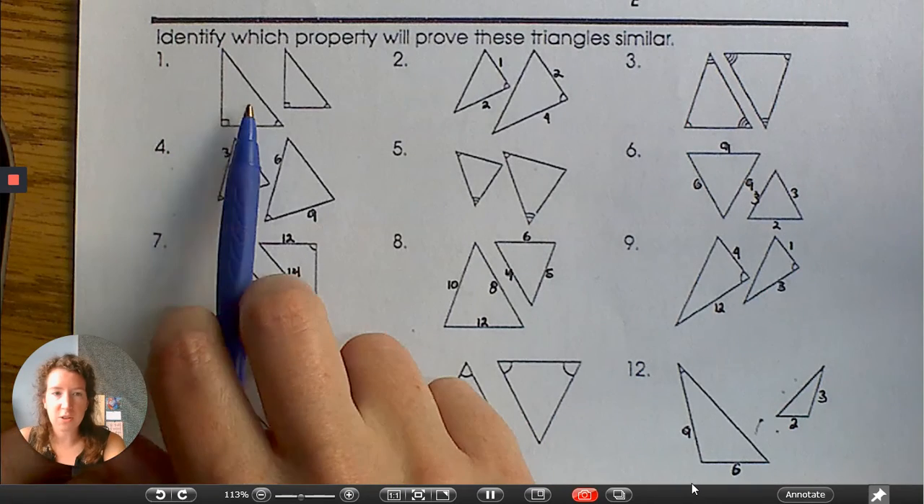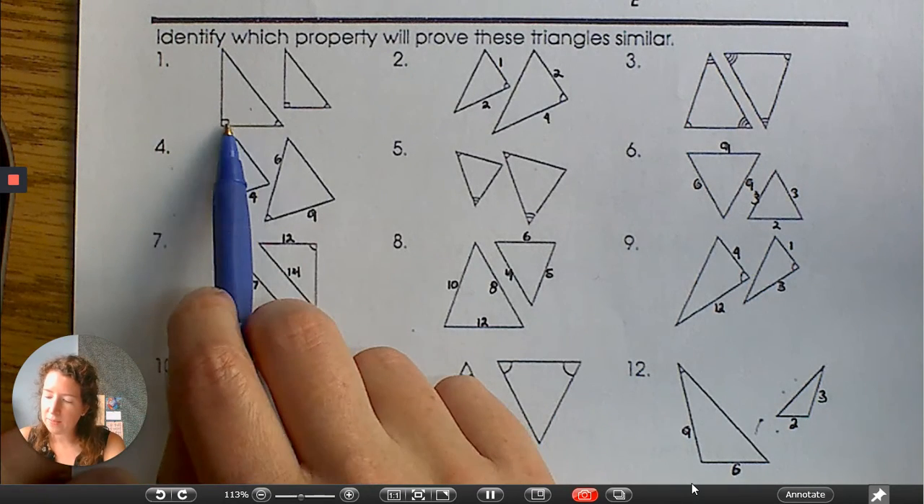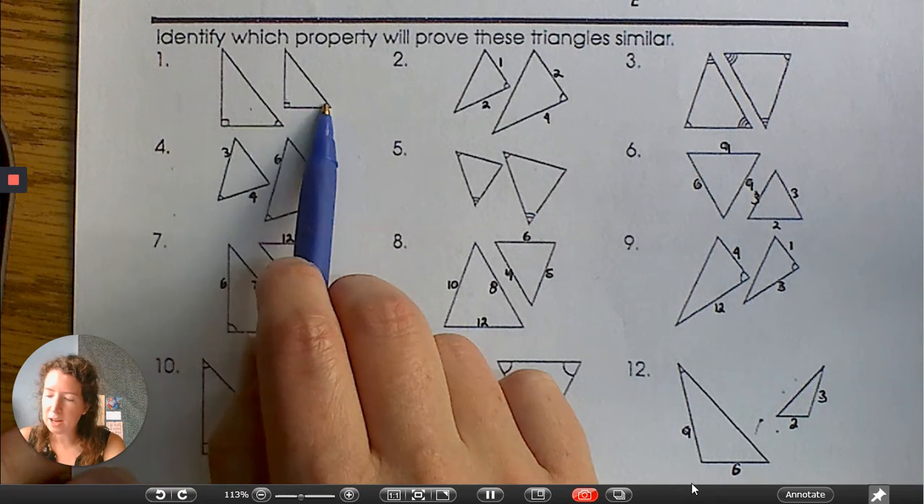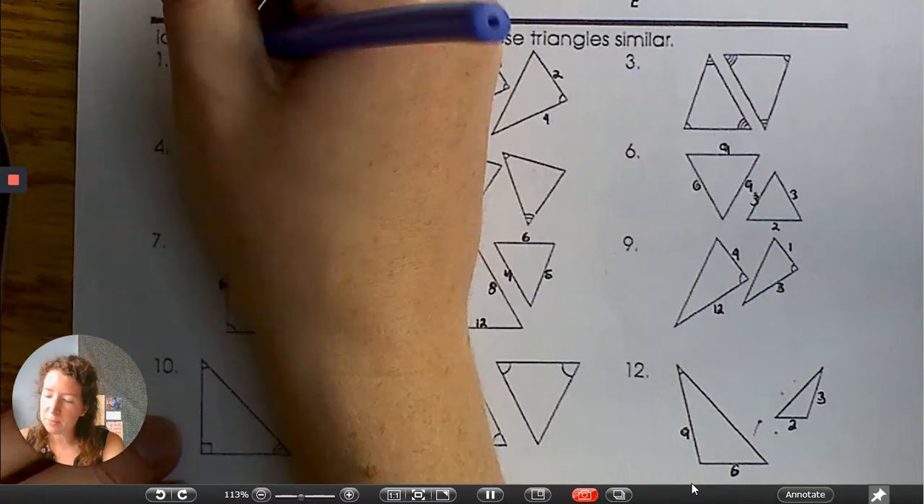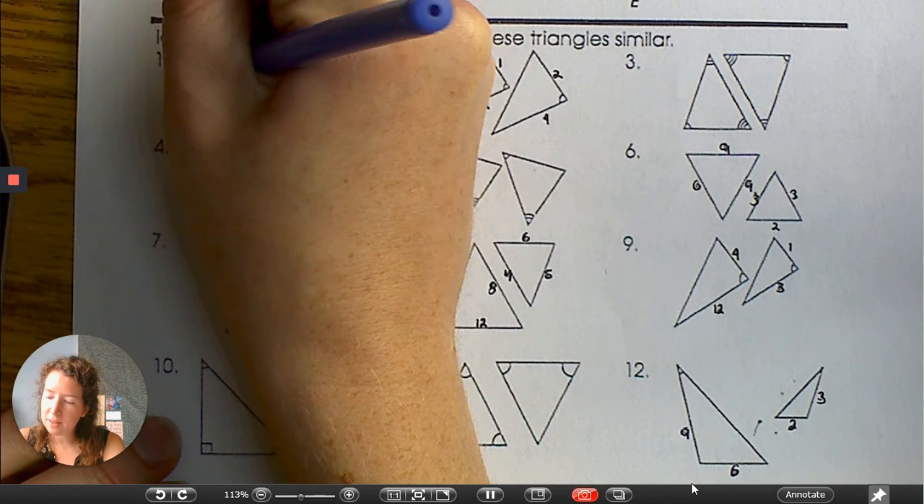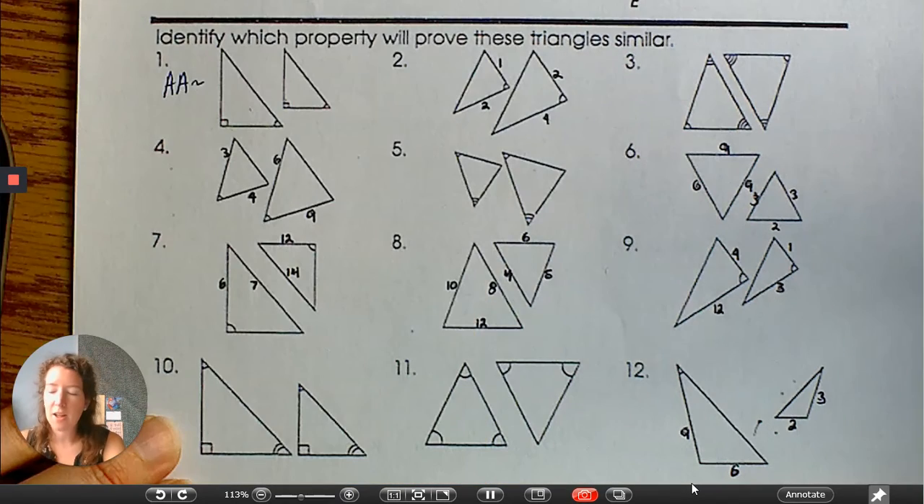So let's look at this first pair of triangles. I've got a pair of congruent angles there, and a pair of congruent angles there. So I know that these two triangles are similar by angle-angle similarity. I use AA with the squiggle, because remember, the squiggle shows me that they are similar.